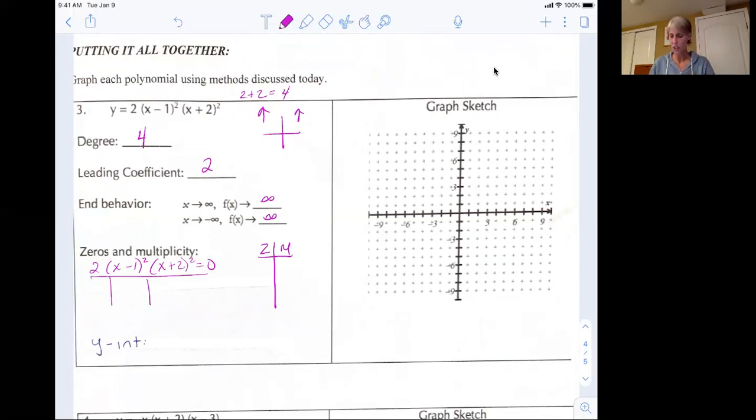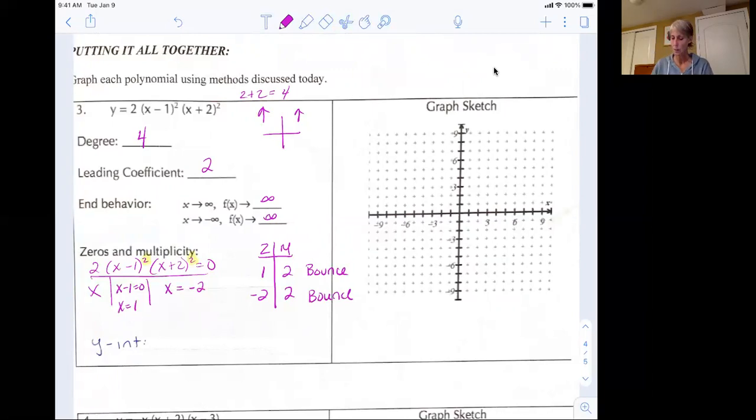Notice I'm not dividing by the 2, I just don't care about it because I'm not going to get an answer there. There's no x. So I set this guy equal to 0. Now this is a tricky one because x equals 1, but how many times does that factor occur? Twice. And in the second factor, x is negative 2, but also that factor occurs twice. So my graph is going to bounce at each of these x-intercepts.